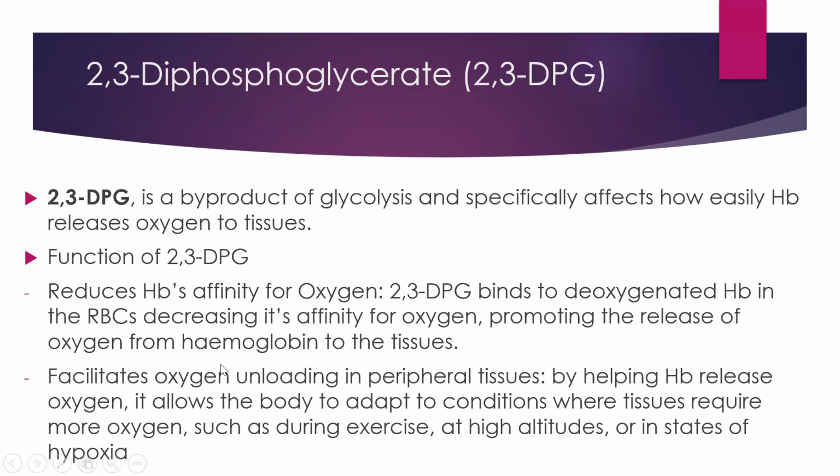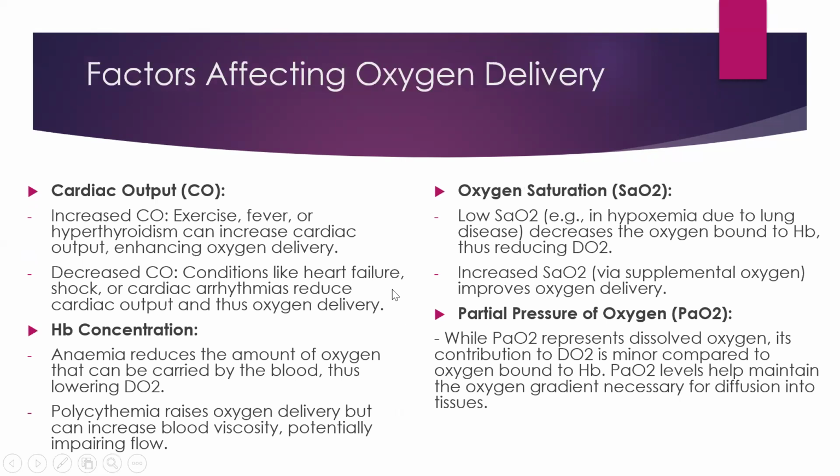By helping hemoglobin release oxygen, the 2,3-DPG allows the body to adapt to conditions where there's increased oxygen demand by the tissues, such as during exercise, at high altitudes, and also in the state of hypoxia. So a high level of 2,3-DPG causes a rightward shift of your oxygen dissociation curve and leads to unloading of oxygen to the tissues. All right, so oxygen delivery, also known as oxygen flux, is the amount of oxygen that is delivered to the tissues per minute.